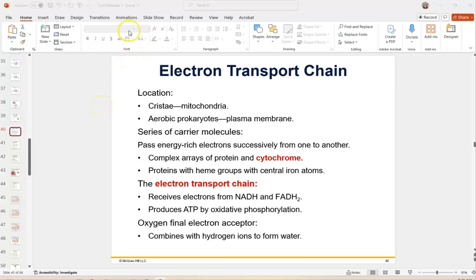This is part 2 of the Chapter 8 lecture notes. And we had covered, for cellular respiration, glycolysis and the prep reaction and the citric acid cycle. And we also covered fermentation. And now we're going to cover the last phase of cellular respiration, which is the electron transport chain.